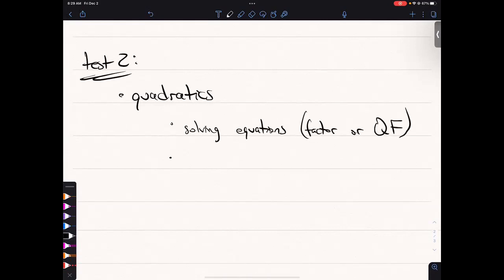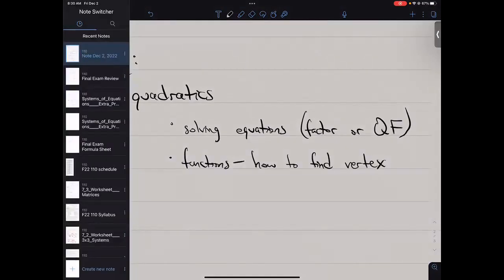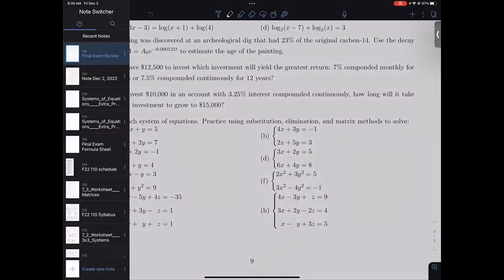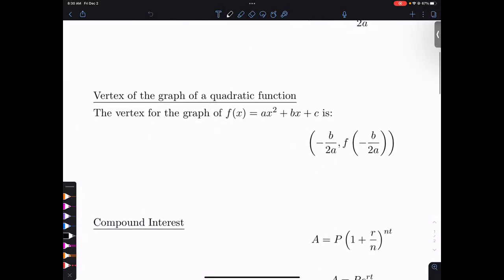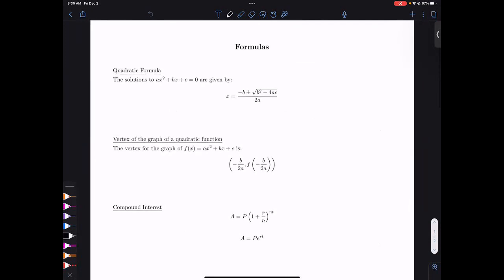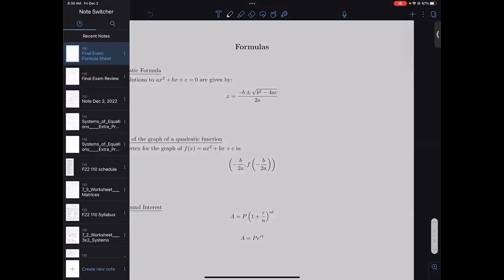Quadratic functions. Make sure that you know how to find a vertex. If it's in standard x squared plus bx plus c form, then you've got that little vertex formula thing that, oh shoot, that is on this, right? The negative b over 2a thing. So that'll, I'll give that to you so you don't have to try to memorize it or whatever.